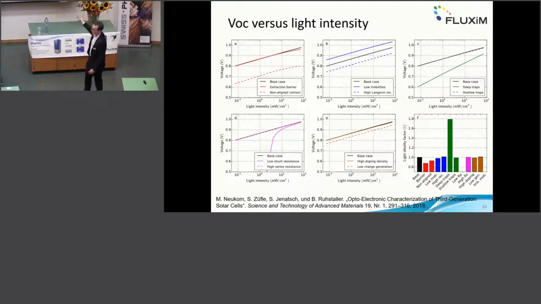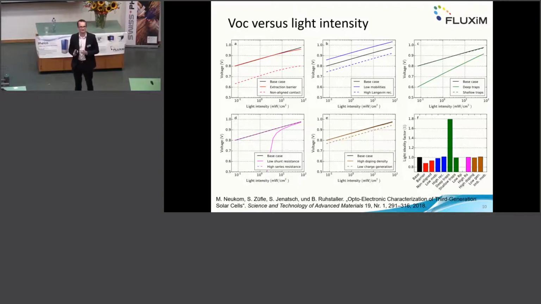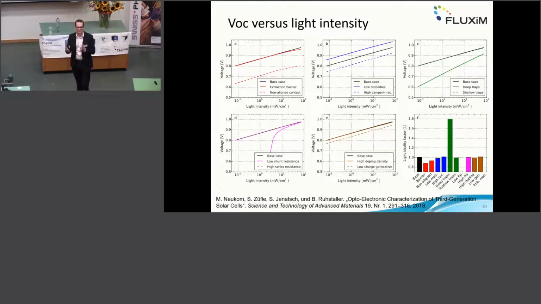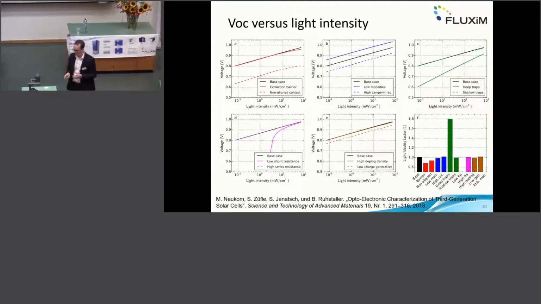When we plot the light ideality factor, as we call it here, you see the same image. There is one, the case with deep traps, that has an ideality of 1.8, and all the rest is somewhere around 1. So these two cases are apparently quite stable, and you can extract the recombination type, so like the dominant recombination type, from these measurements. So that's also something that we can learn.